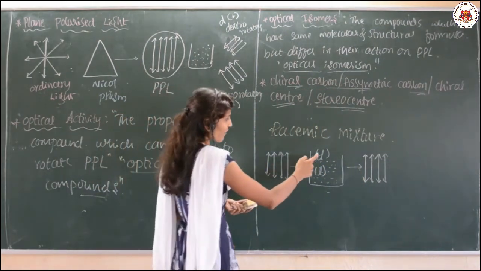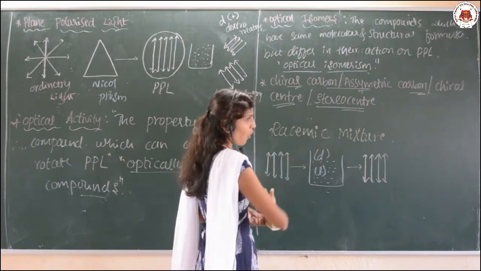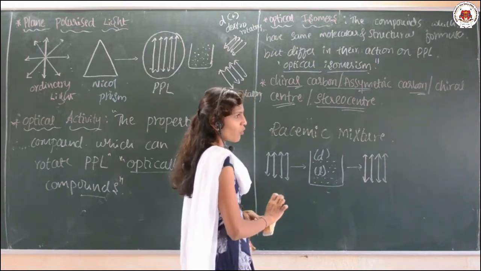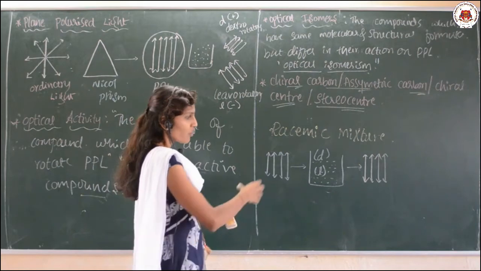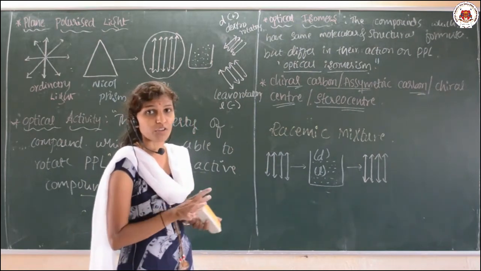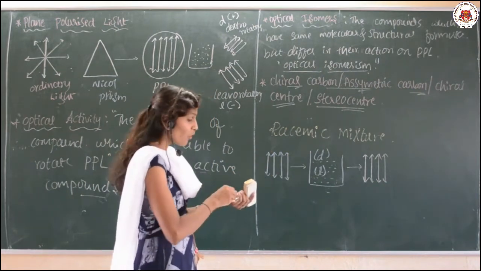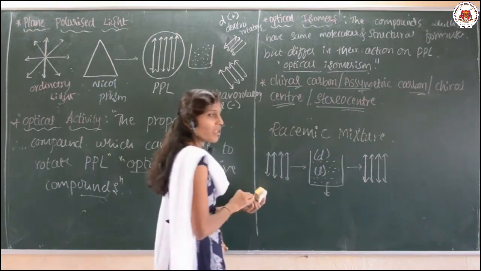As I said, dextro wants to rotate the plane polarized light towards the clockwise direction, while levo wants to rotate it towards the anti-clockwise. It means both are opposite actions. Those two actions are opposite, so they are going to cancel each other. So, the plane polarized light will pass as it is. This is what we call a racemic mixture.